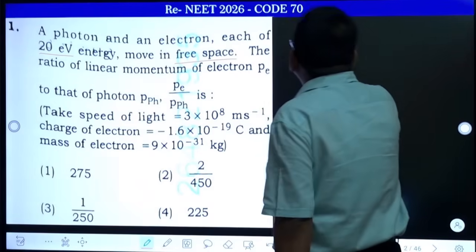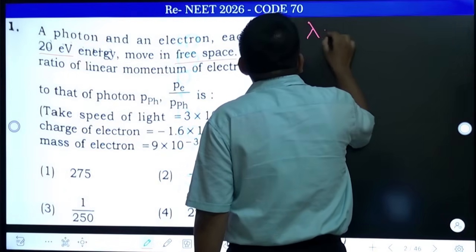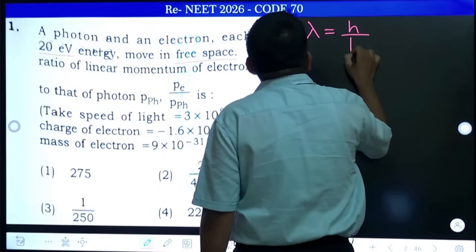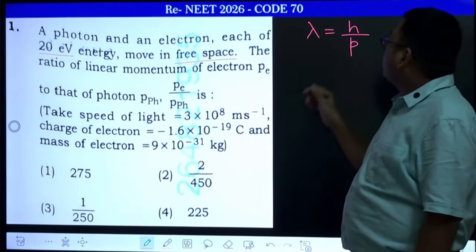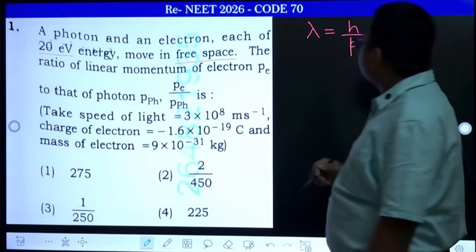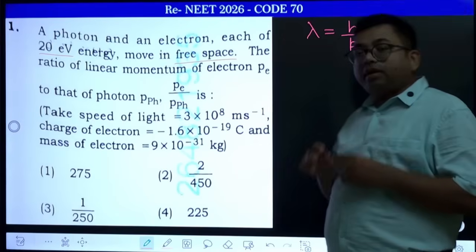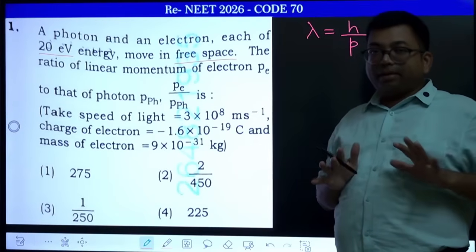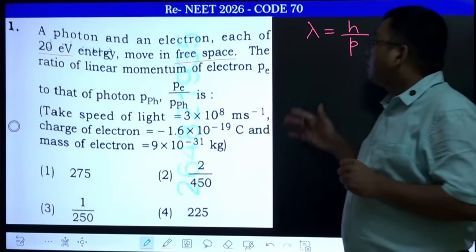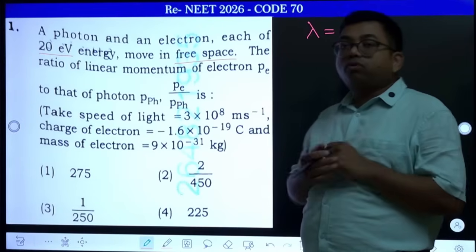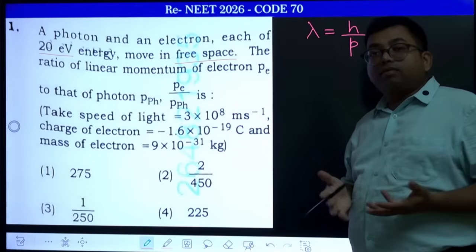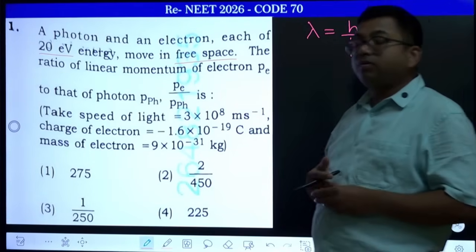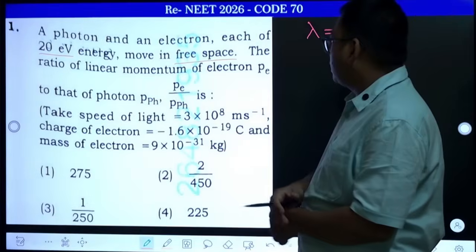If I write lambda is equal to h upon p, and they are asking the ratio of linear momentum, can we use linear momentum from here? If you see, an electron is a particle, and a photon is not a particle. So for photon, definitely we'll use the de Broglie wavelength. So they are asking this ratio.